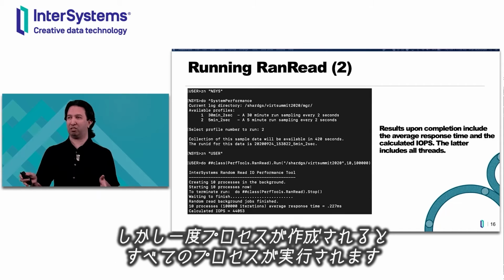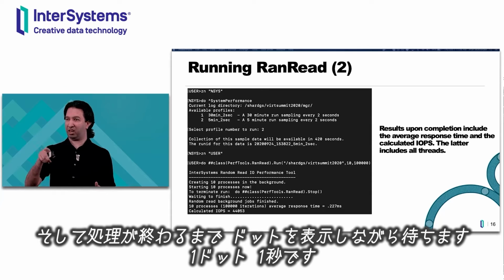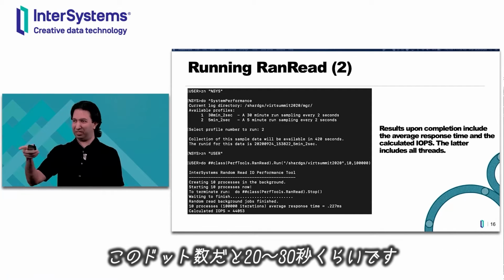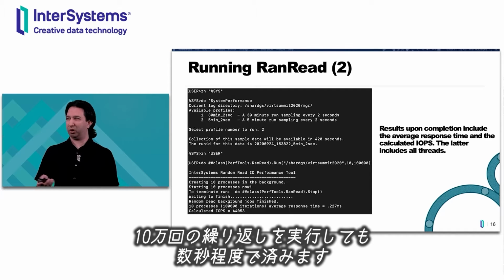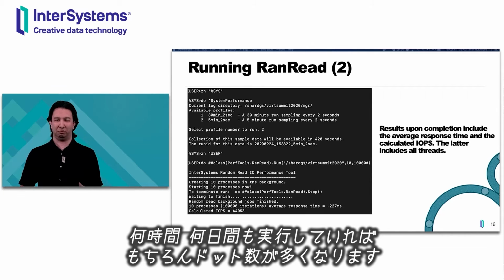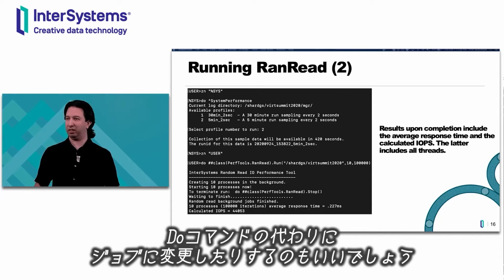But once all the processes are created, then it'll run all of them, and it'll start the waiting to finish, 1 dot every second. That number of dots is around a 20, 30-second run. It doesn't take a lot to run it for just a few seconds with 100,000 iterations on this system. If you're running it for hours, days, it'll obviously have a lot more dots, and you may want to just turn that into a job instead of a do command.